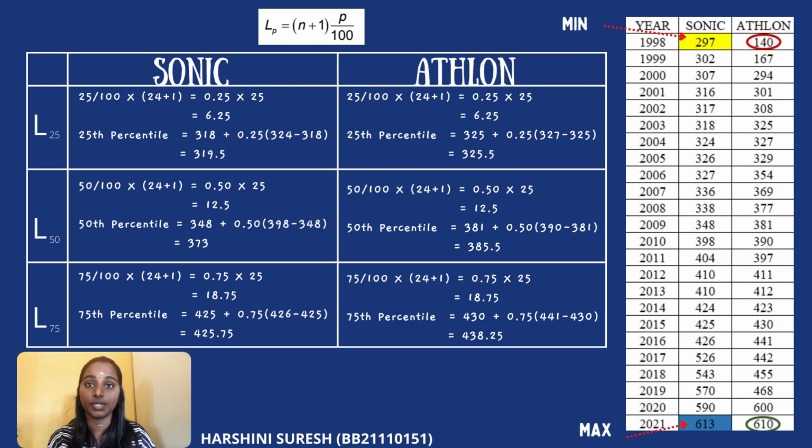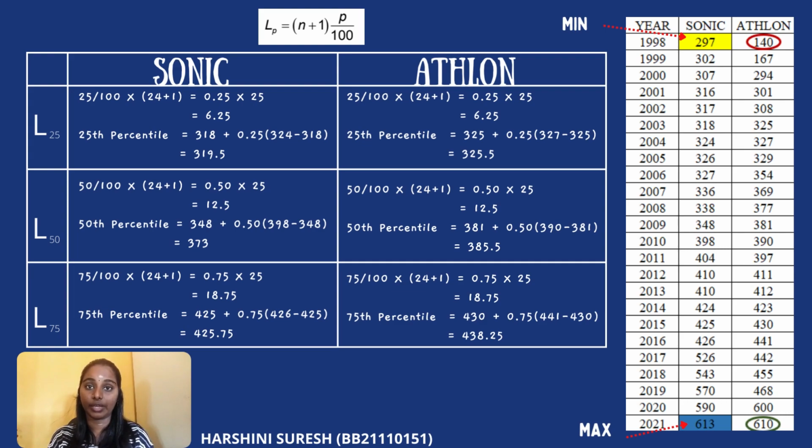Followed by the 50th percentile, we take 50 over 100 times (24 plus 1), we will get 12.5. Based on the data, the 12th rank will be 381. So we take 381 plus 0.50 times (390 minus 381). The answer for the 50th percentile will be 385.5.